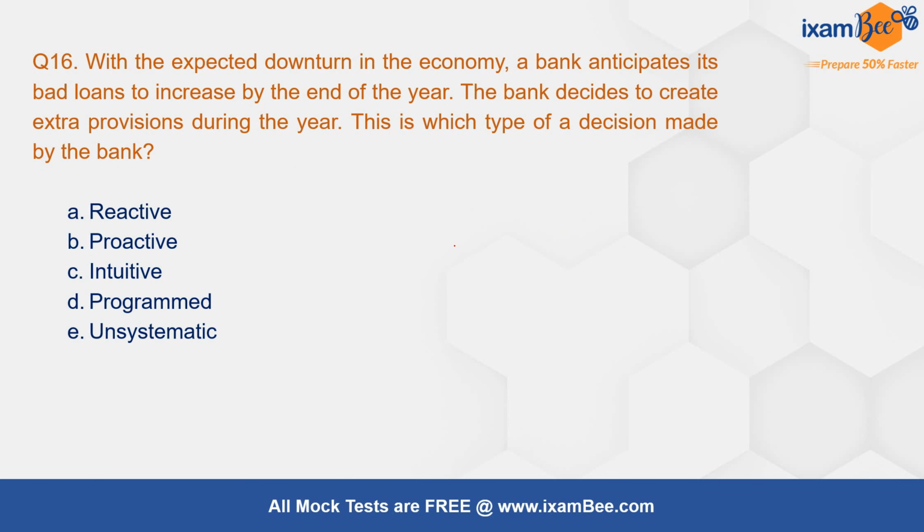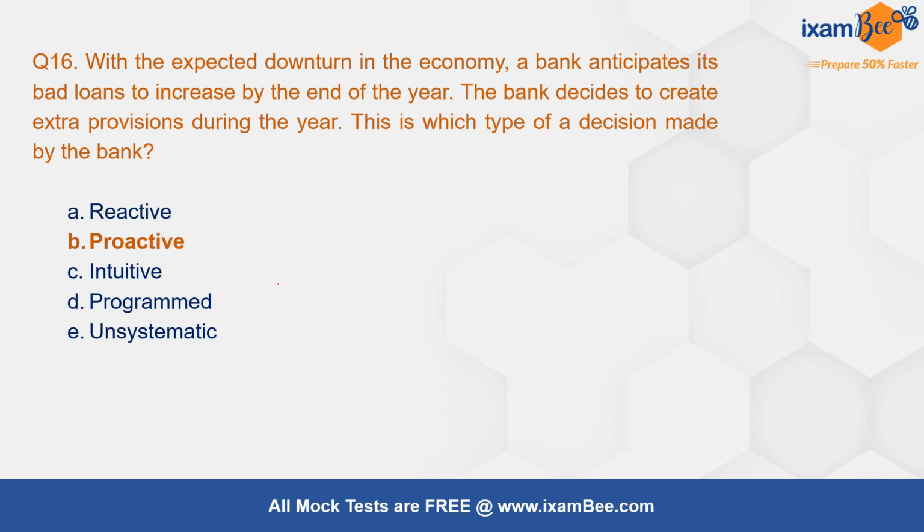Next question. With the expected downturn in the economy, a bank anticipates its bad loans to increase by the end of the year. The bank decides to create extra provisions during the year. This is which type of decision made by the bank? Is it reactive, proactive, intuitive, programmed, or unsystematic? The correct answer is proactive.